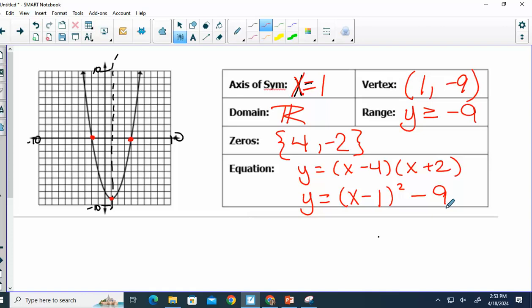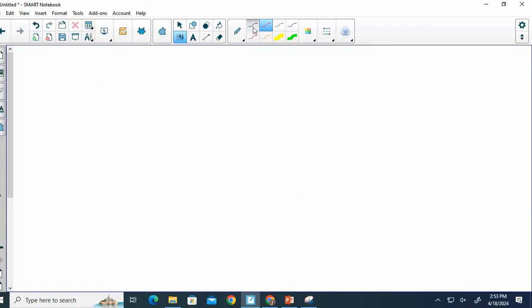Okay, let's try a couple factoring problems. These will be the last types of problems that we do to review. Let's see, we've done 3s. So solve each of these.